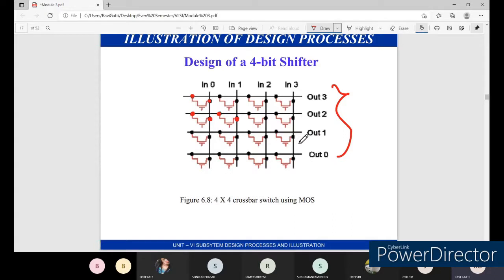Okay, so it will act like a 4-bit shifter. We will see how it acts like a 4-bit shifter. This is the basic diagram of a 4-bit shifter. I request all the students to please make a note of this.